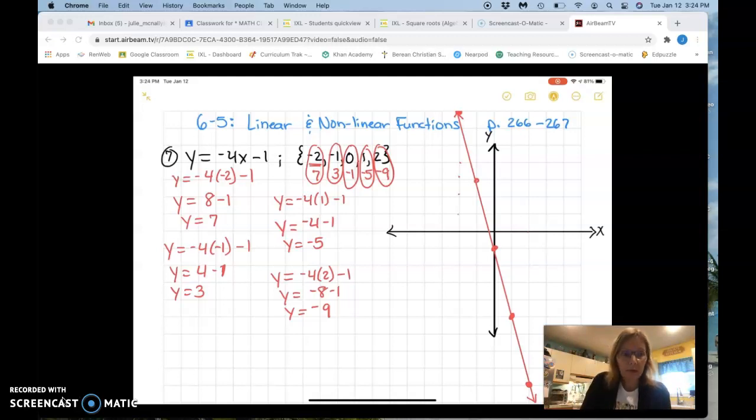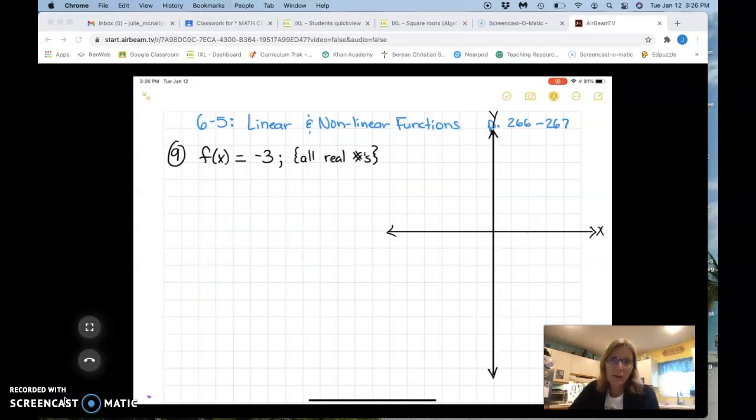Okay? All right, just a reminder, you're supposed to be copying all of these in your math journal. So if you're not pausing and taking this down, go back and do it. It's important, okay? So the next problem, again, it's the same thing.